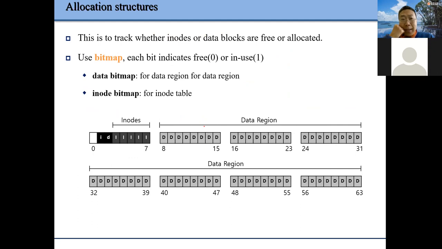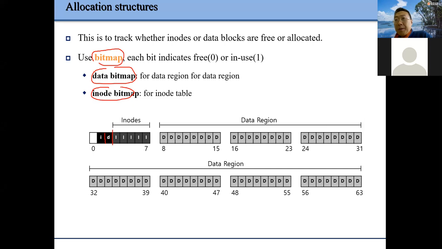Okay, then another issue. You can see after we have inode blocks, we have 5 blocks. We also have a bitmap block. Particularly, we have a data bitmap block and an inode bitmap block. So what is a bitmap? Basically, this is used to represent, for each inode or each data block, whether or not this is free or allocated.